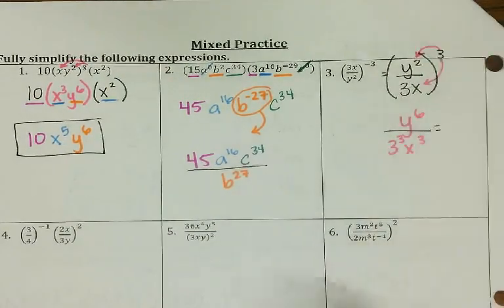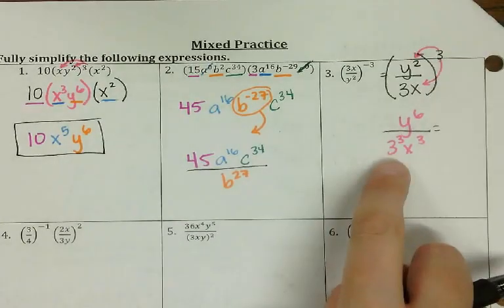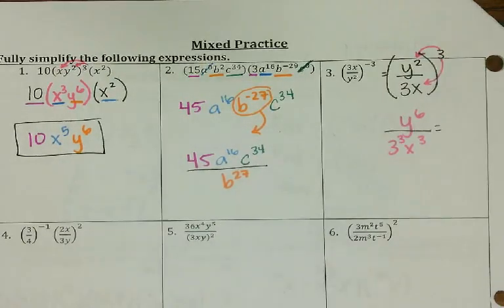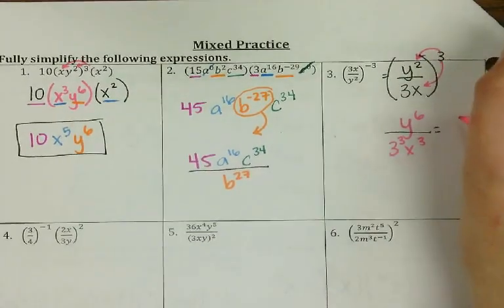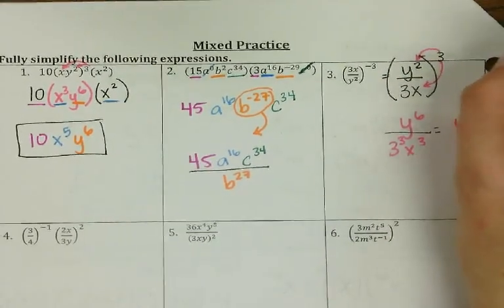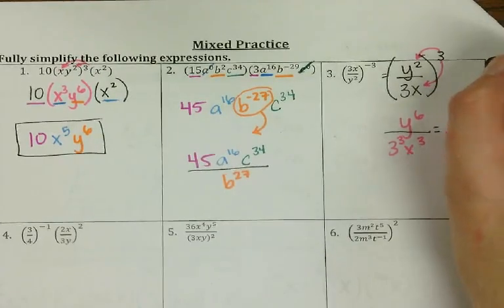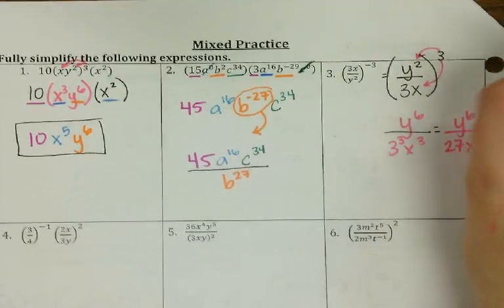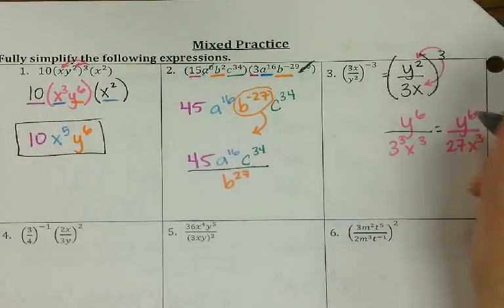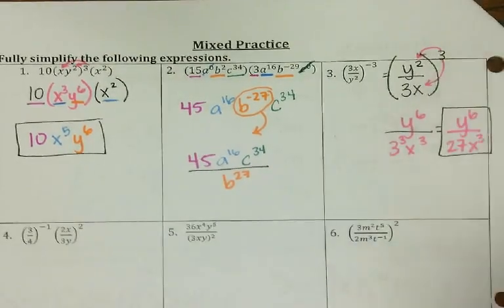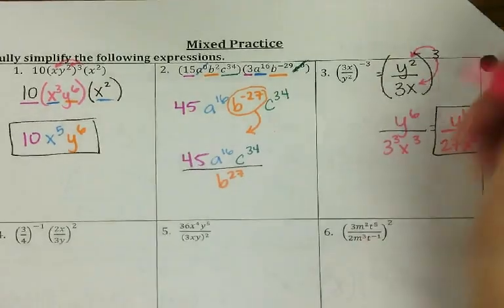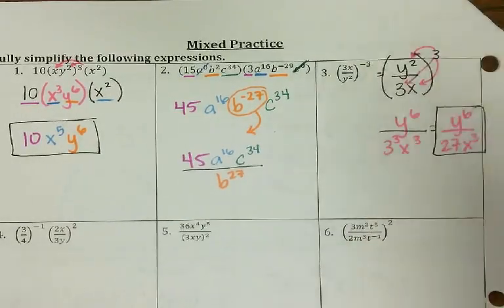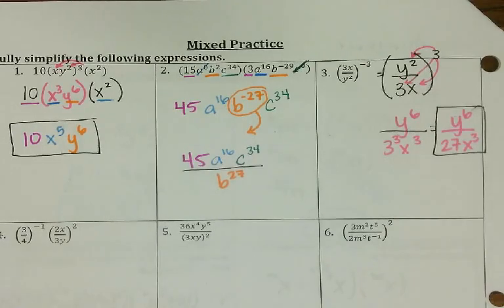Okay, guys? So now, what is 3 to the third power? Yep. So what's 3 times 3 times 3, y'all? There we go. So that's y to the 6th over 27x cubed. So guys, remember our power to power rule. When you have a coefficient, you raise it to the third power. You raise it to that power. Okay?